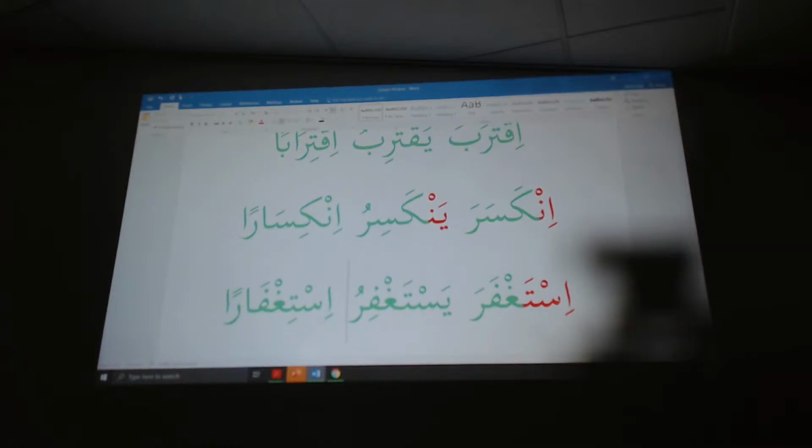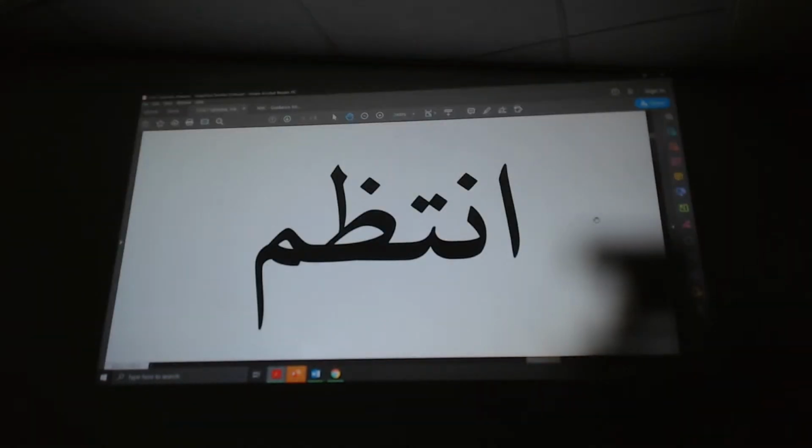Istaghfara yastaghfiru istighfaran fahuwa mustaghfirun. Ustughfira yustaghfaru istighfaran fahuwa mustaghfarun. Al-amru minhu istaghfir. والنهي عنه لا تستغفر. You're looking at this. تستغفر والظرف منه مستغفر. Those are our 8 big families. Now, what we didn't get to do is we didn't get to practice on these 8 big families using these words.